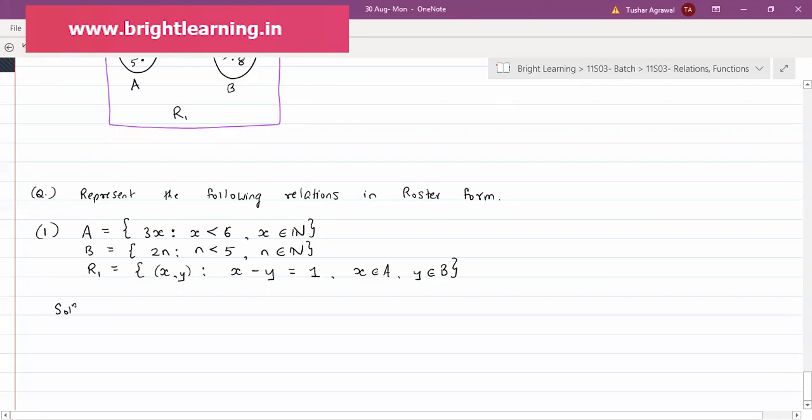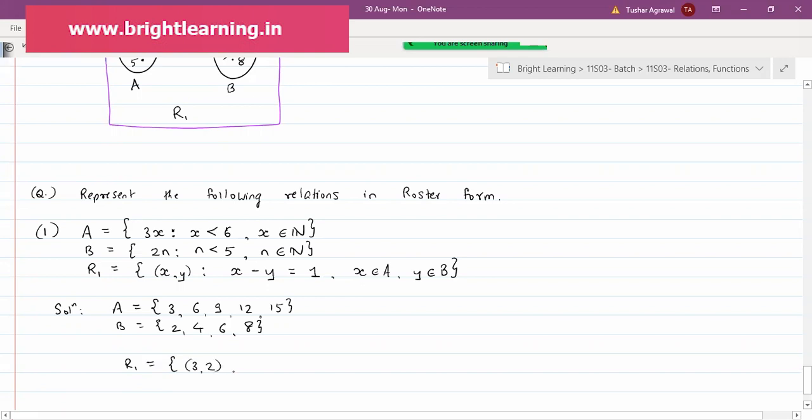Okay, so I think only two or three elements will be there. A will look something like this: 3, 6, 9, 12, 15. This will be my A. And B will look like 2, 4, 6, 8. That's it. Now take the first element from A and the second element from B, and in R1 the difference is 1. So R1 will have 3 paired up with 2. 6 has to get paired up with 5, but 5 is not present in B. 9 has to get paired up with 8.